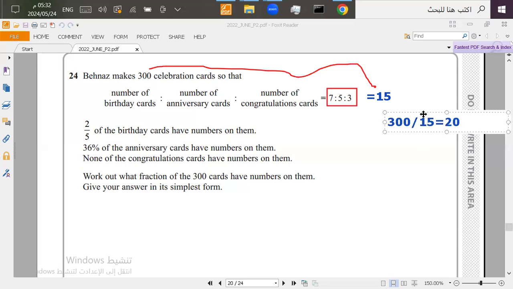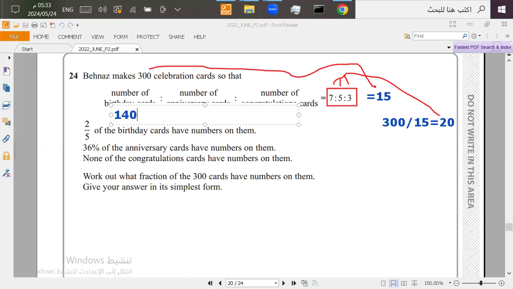Now I'm going to take the 20 and multiply it by these numbers, by the 7, the 5, and the 3, to find how many of these cards there are. First, 20 times 7 is 140, so this one is 140 cards. Then 20 times 5 is 100, so these ones are 100. And then 20 times 3 is 60, so these ones are 60.